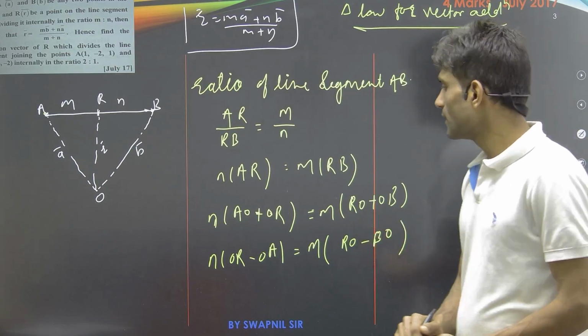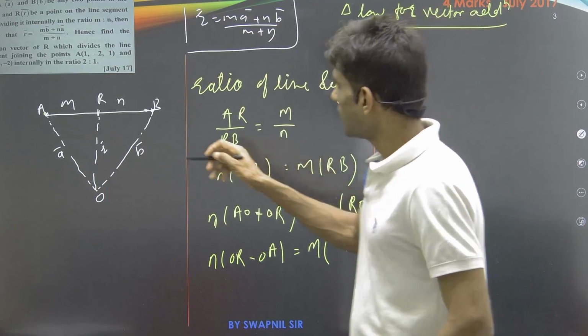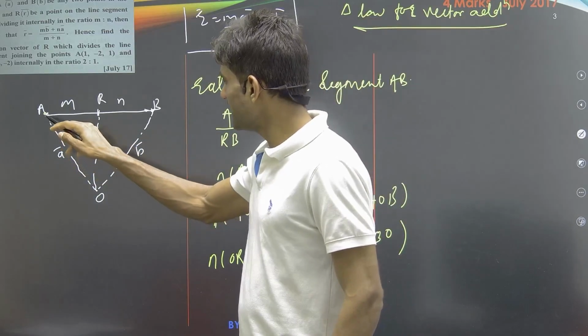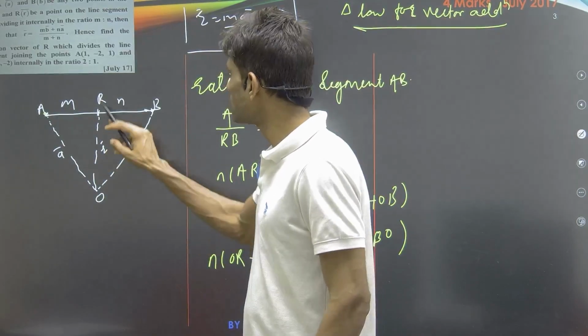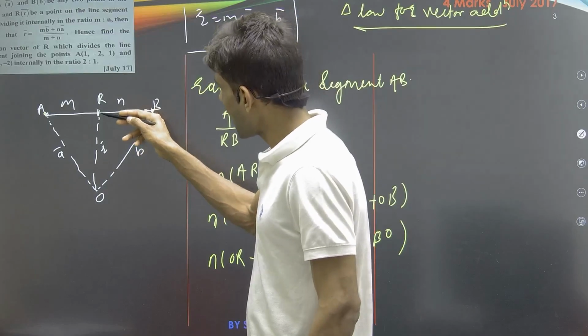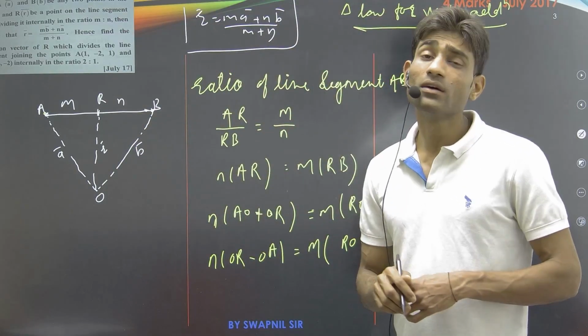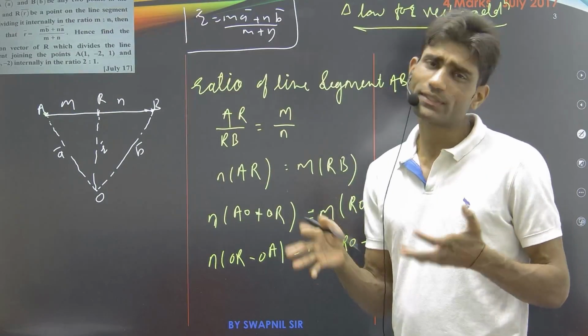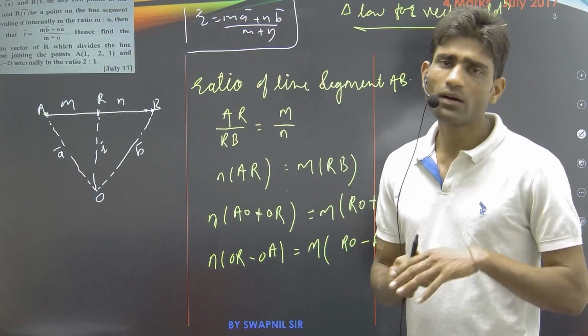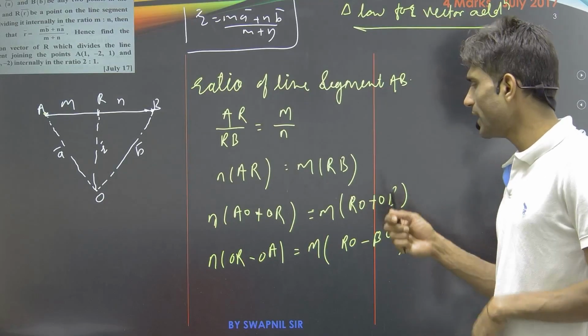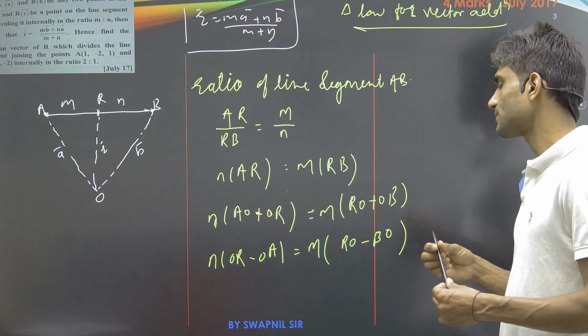Now see what I have done: initially we have taken AO plus OR, after that RO plus OB. The direction of our vector needs to be the same. If you change the direction, the answer will be wrong then, so be very careful about the directions.